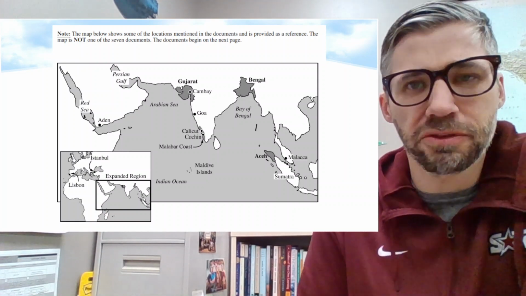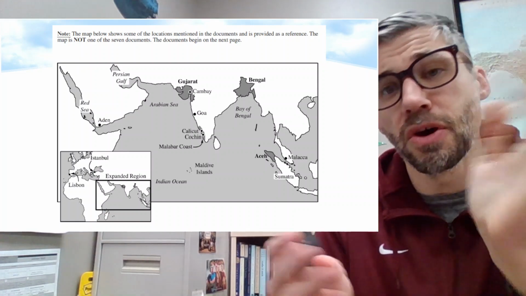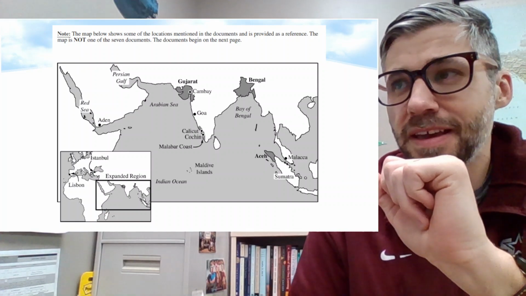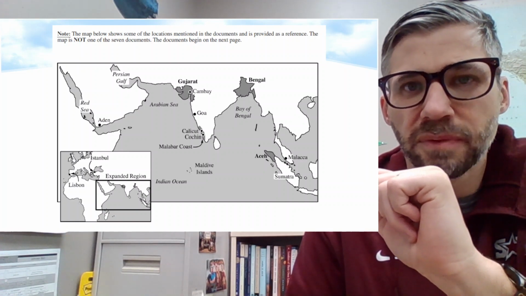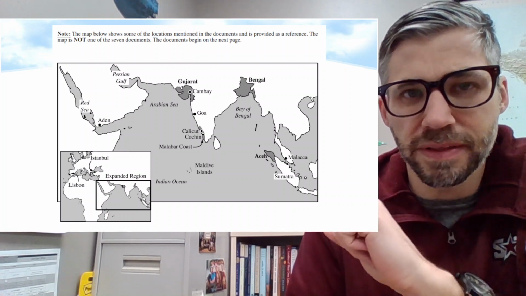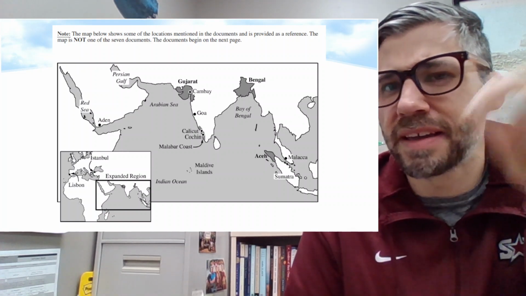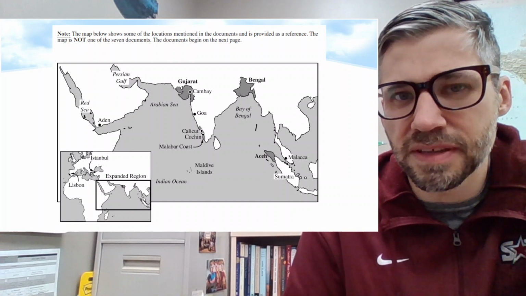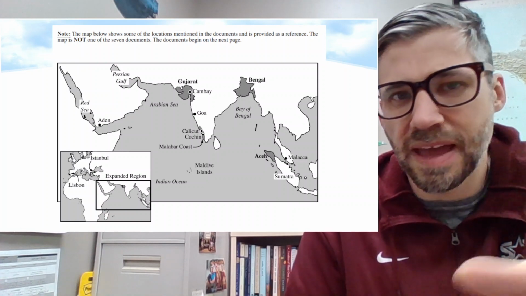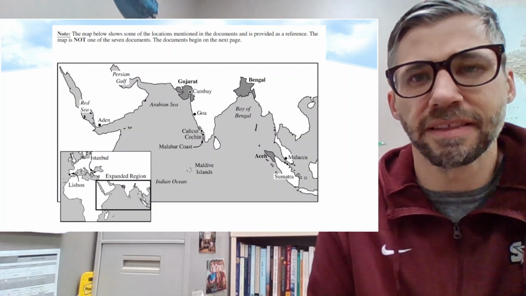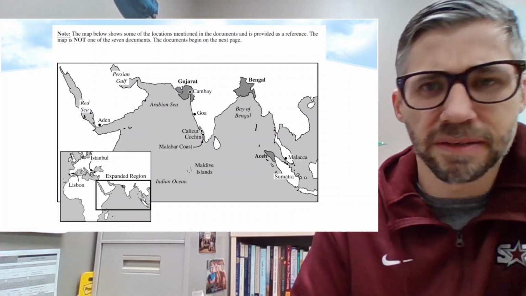The DBQ actually started with this. This isn't a document. This is just a little note to the student. It says, the map below shows some of the locations mentioned in the documents and is provided as a reference. The map is not one of the 7 documents. The documents begin on the next page. So there's occasionally a place reference, like you'll see a reference to Aceh or Bengal or Cambay. I think they just give us this map to help us have some sense of what they're talking about. Okay.